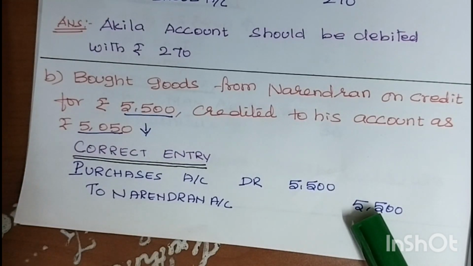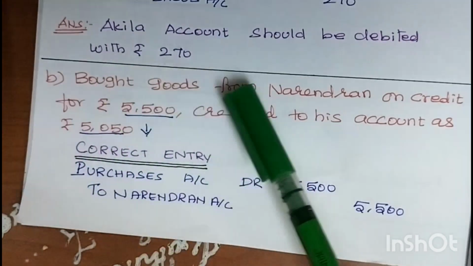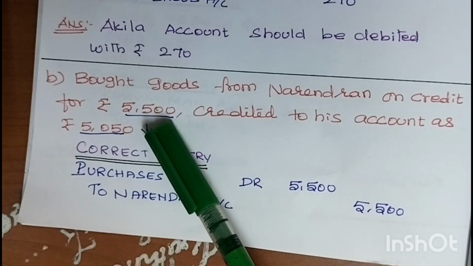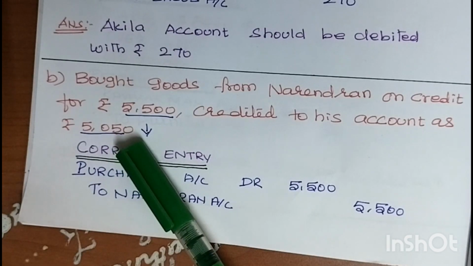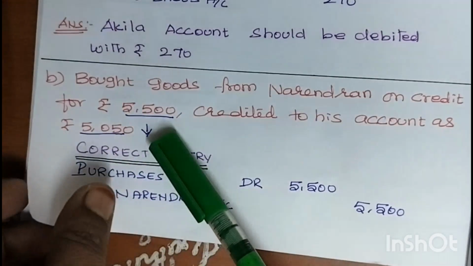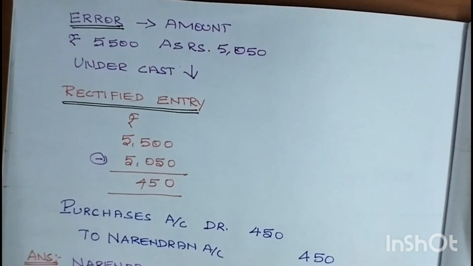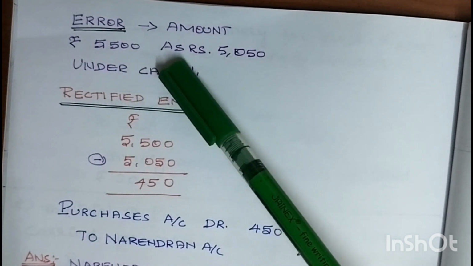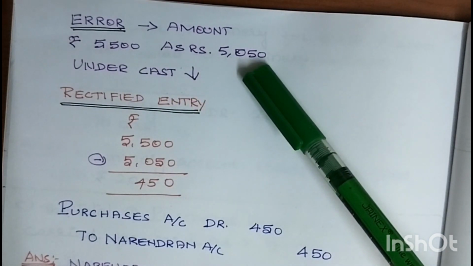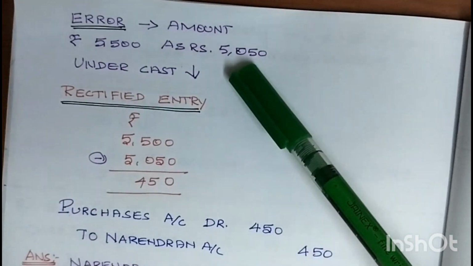Okay, where is the error? Listen, again I read the transaction. Bought goods from Narendran on credit for rupees 5,500, credited to his account as 5,050. So, which is the error? The amount is the error. Instead of 5,500, an accountant entered 5,050. This is undercast.